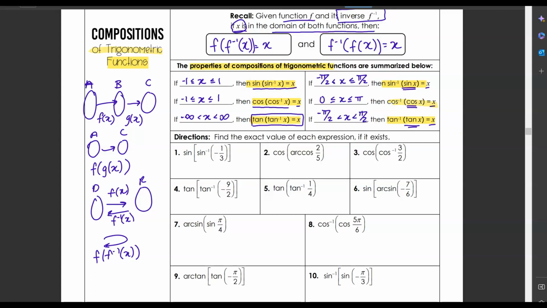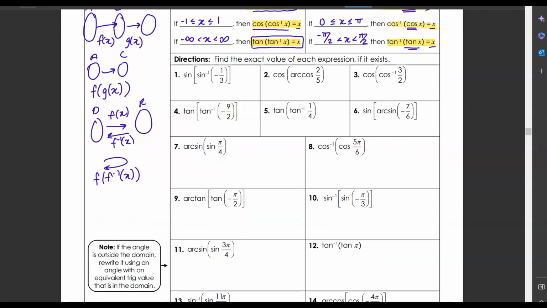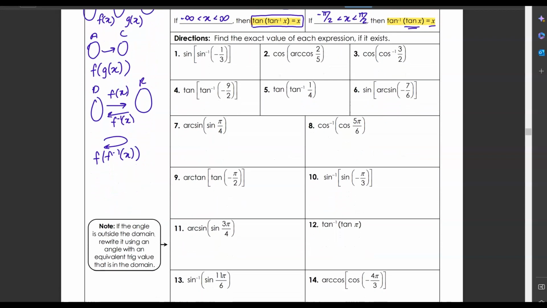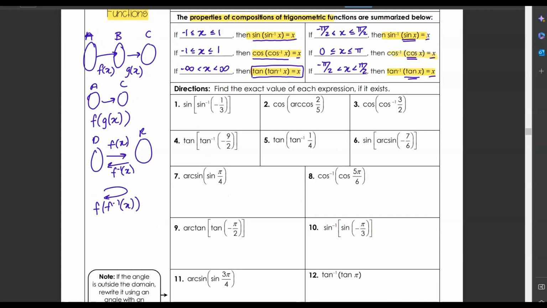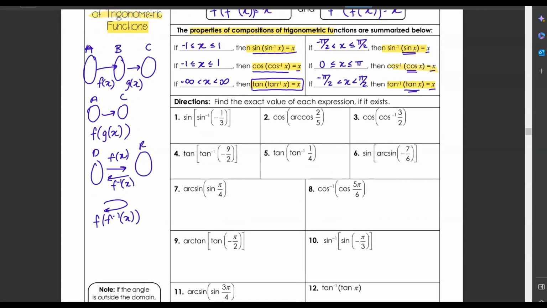For number 1, directions say find the exact value of each expression if it exists. We're starting off here with sine inverse of -1/3. -1/3 is in fact between -1 and 1. So this tells me that this will equal -1/3. My input equals my output.